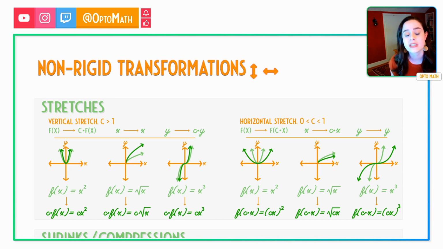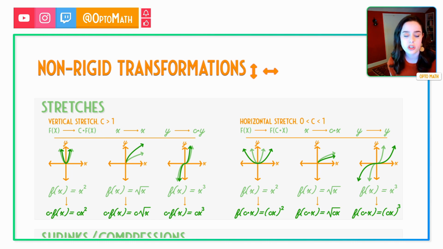We have representation of these in equations and in graphs, and we're going to look at some parent functions and see how a stretch or a shrink/compression will change the parent functions. We have stretches for vertical and horizontal, and then we have shrinks/compressions for vertical and horizontal as well. So let's take a look at our first one, stretches.